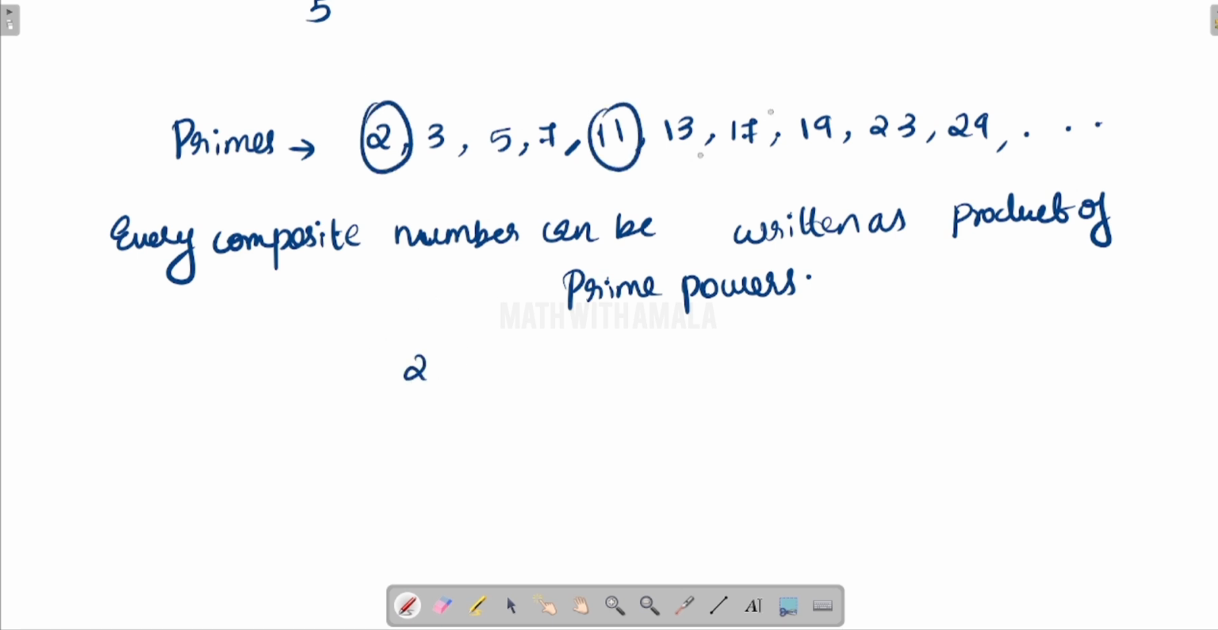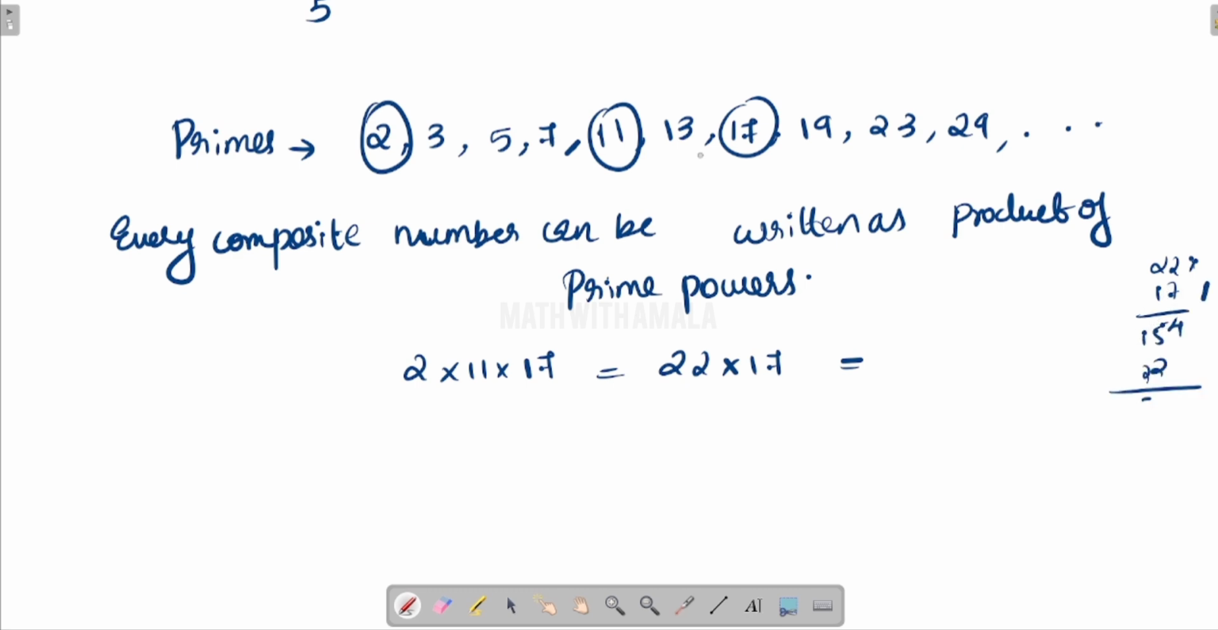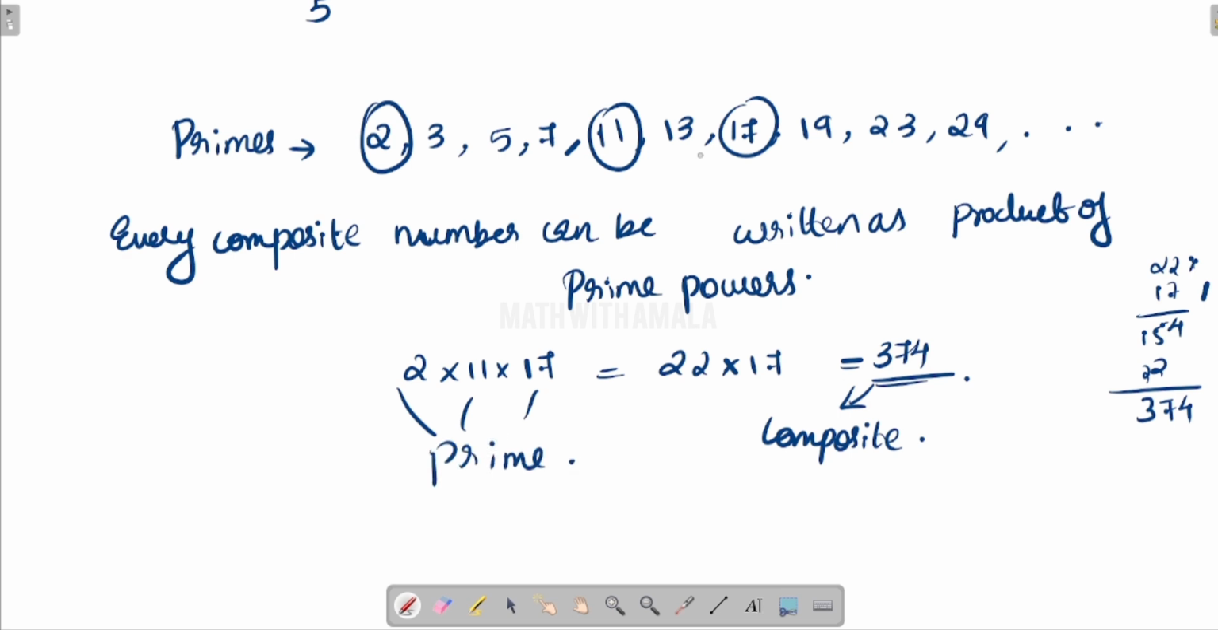Let's take some prime numbers like 2, 11 and 17. Let's multiply them. You will get 22 into 17. The answer is 374. That means every composite number can be represented in the form of a product of prime powers. Here 2 raised to 1, 11 raised to 1, 17 raised to 1. Here 374 is the composite and 2, 11, 17 are the prime numbers.